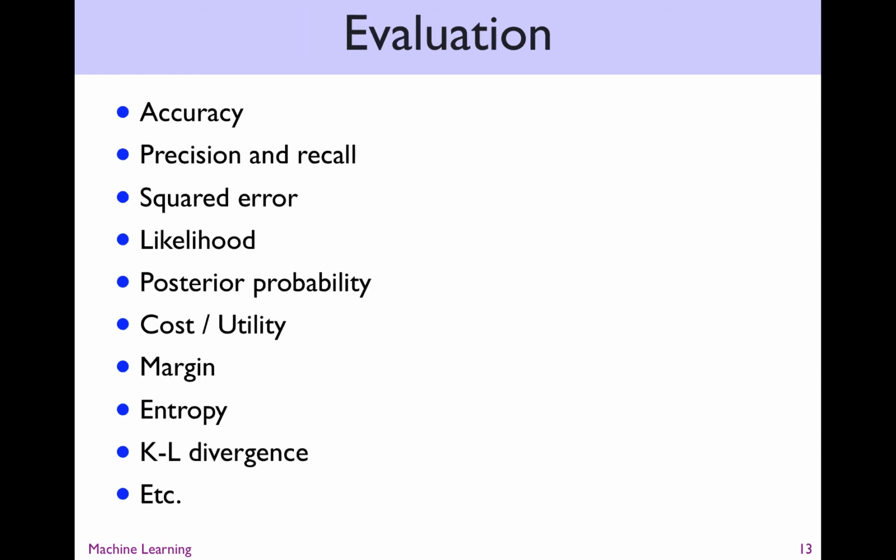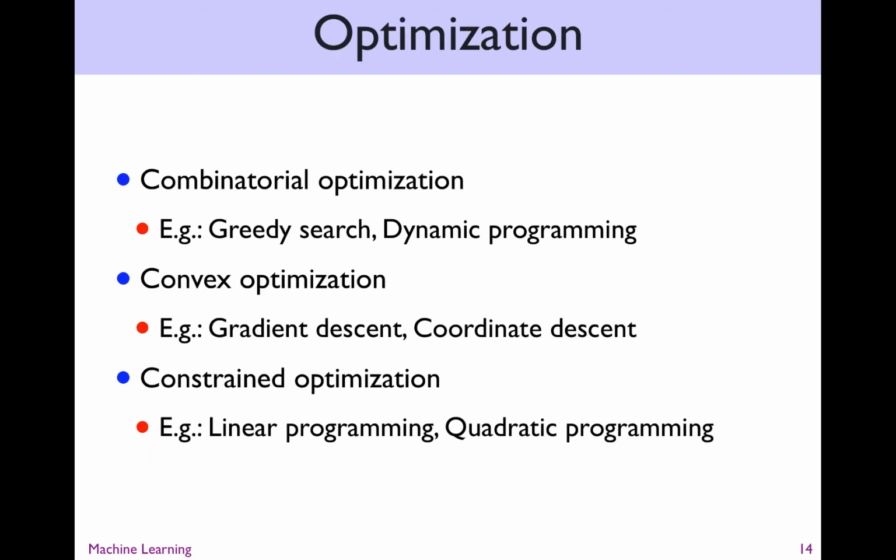And at the end of the day, you need to know how accurate your machine learning algorithm is, or how you want to evaluate your machine learning algorithm. Then we'll talk about accuracy or precision and recall, and other, more complicated terms. And most machine learning algorithms use optimization, and there are combinatorial optimization like dynamic programming, and convex optimization like gradient descent, coordinate descent, and there's constraint optimization such as linear programming and quadratic programming.